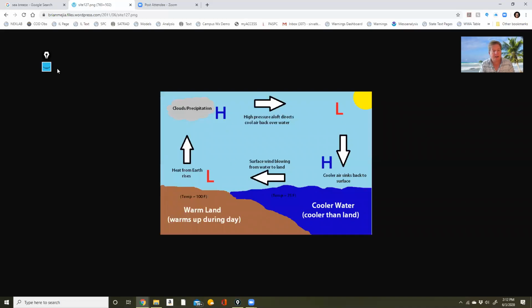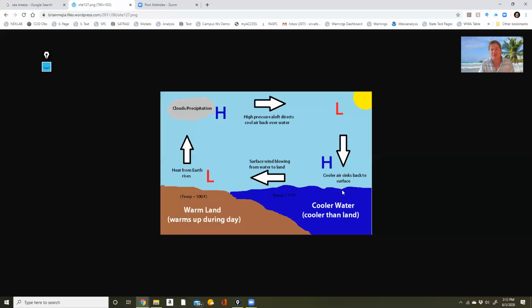So are you getting the idea that we've got this circulation here? That's a sea breeze circulation. And why does the sea breeze circulation form? Because the air over the land is heated differentially than air over the water. There's a difference in heating that sets up a temperature gradient, that sets up a pressure gradient, and that makes the air circulate, the winds blow.